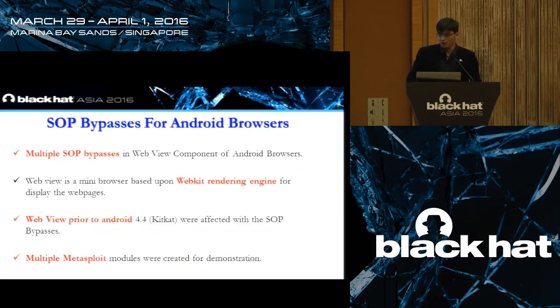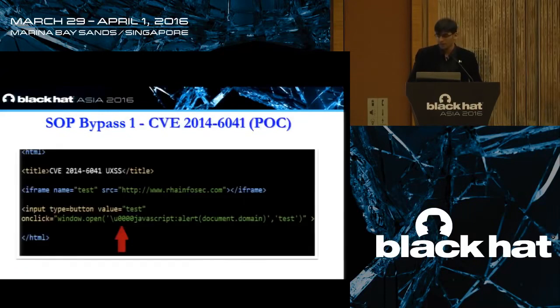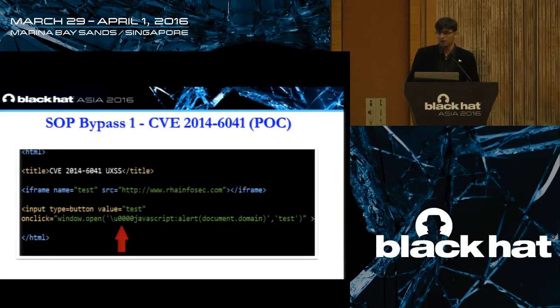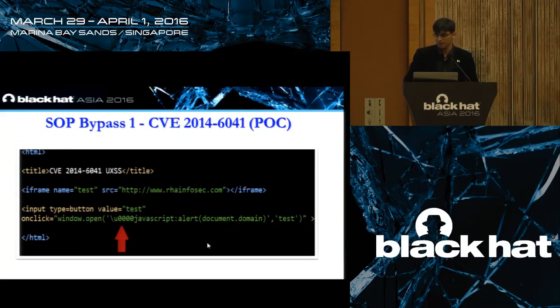SOP bypasses for Android browsers. I found multiple same origin policy bypasses in the WebView component, which is basically a mini browser based upon the WebKit rendering engine, developed in C++, for displaying and rendering pages. So WebView prior to Android 4.4 KitKat was affected with multiple same origin policy bypasses, and for demonstration purposes, multiple Metasploit modules were developed. This is an example of a same origin policy bypass, CVE-2014-6041.